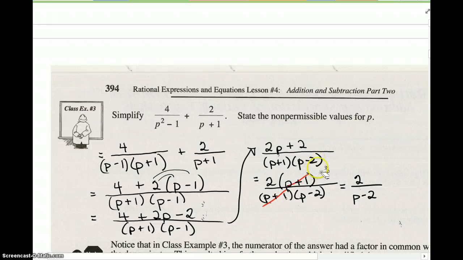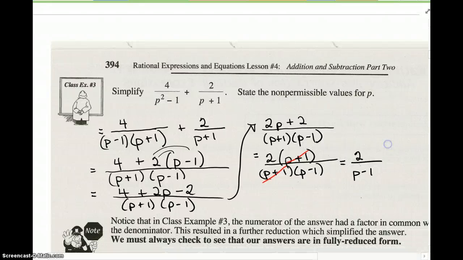Yes, I did. Oh, that's 2 mistakes in one lesson. This was supposed to be minus 1. That's why. I'm going to just take these out. I don't want to redo this lesson. We'll just replace those. Sorry, I don't know where that 2 came from. So this would be the answer, 2 over p minus 1. And after that, I put in my restrictions. P cannot equal, and in this case, it'll be a positive or a negative 1.